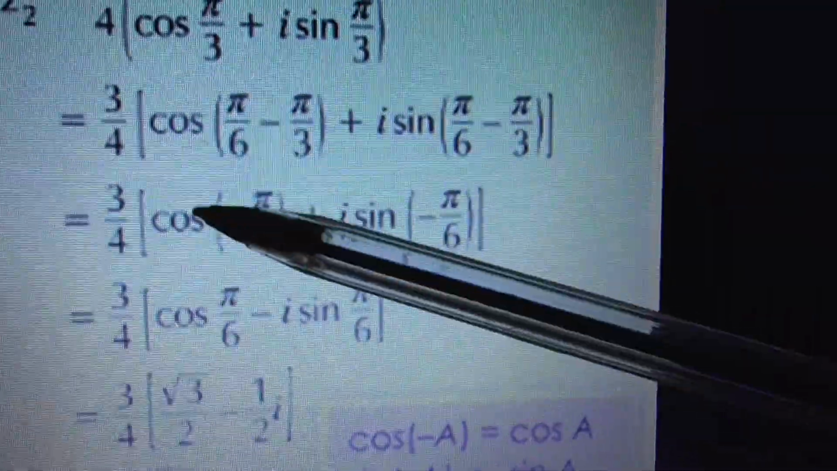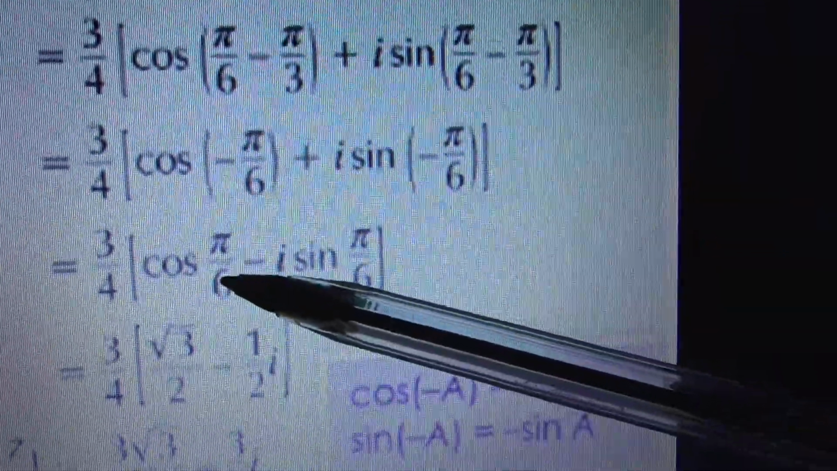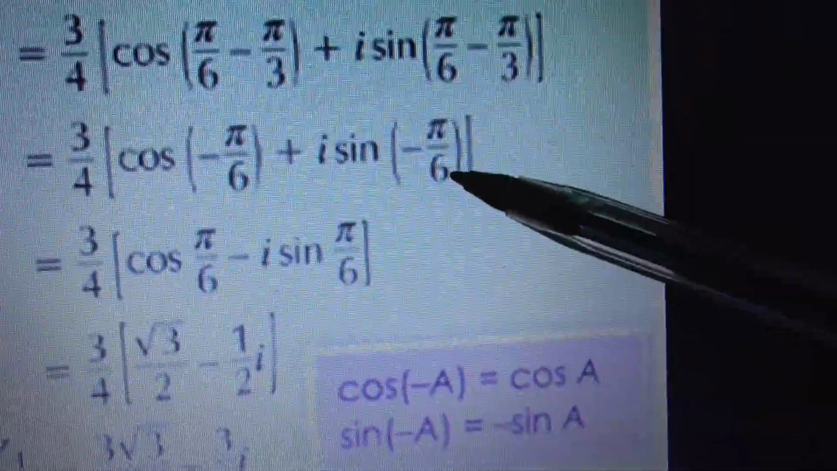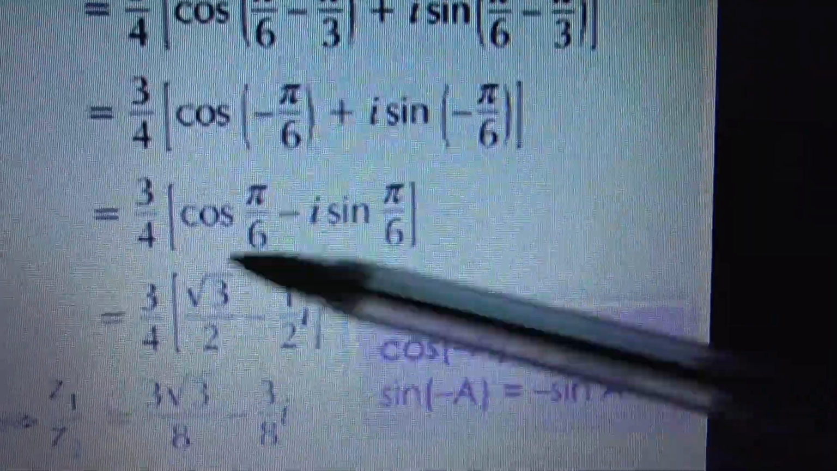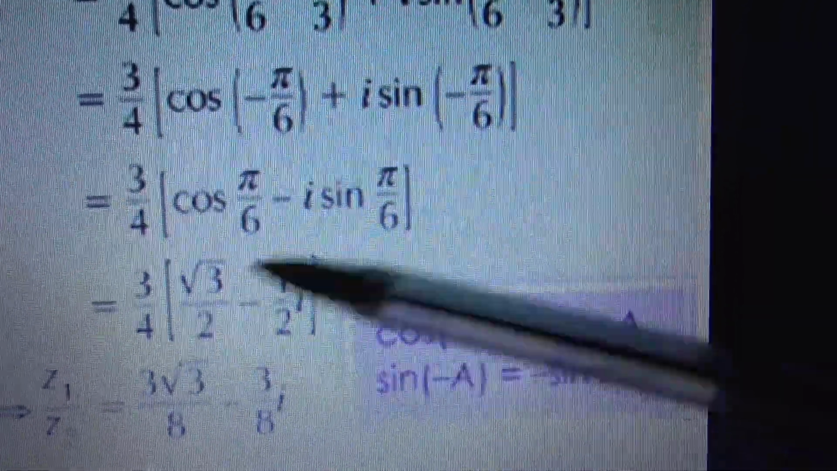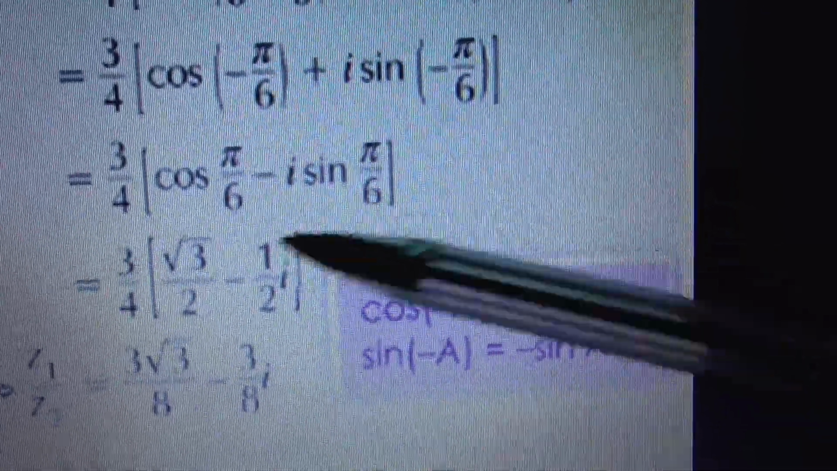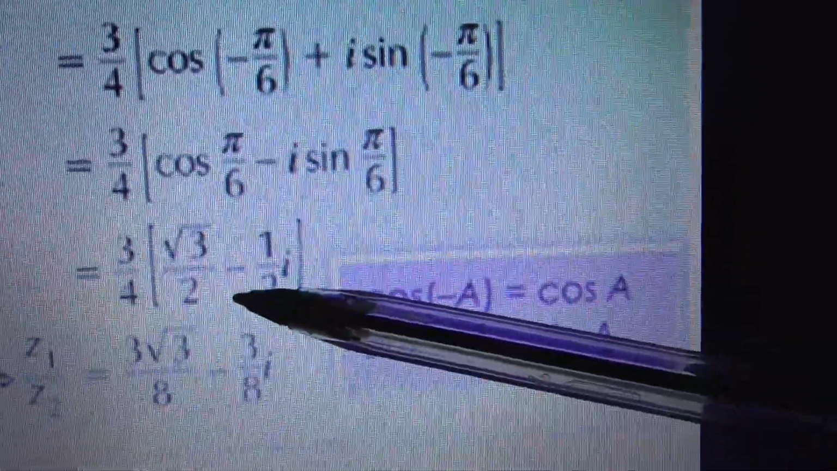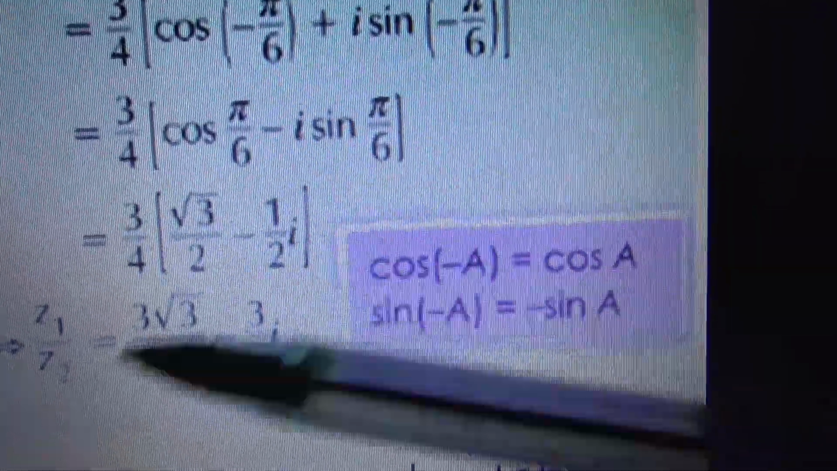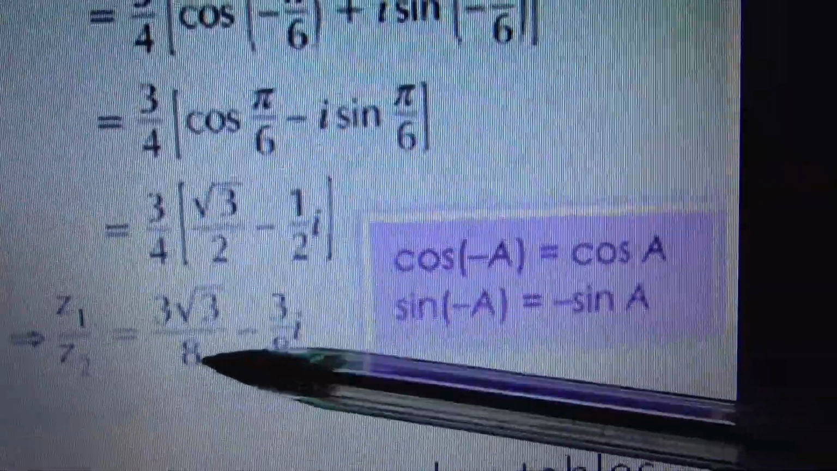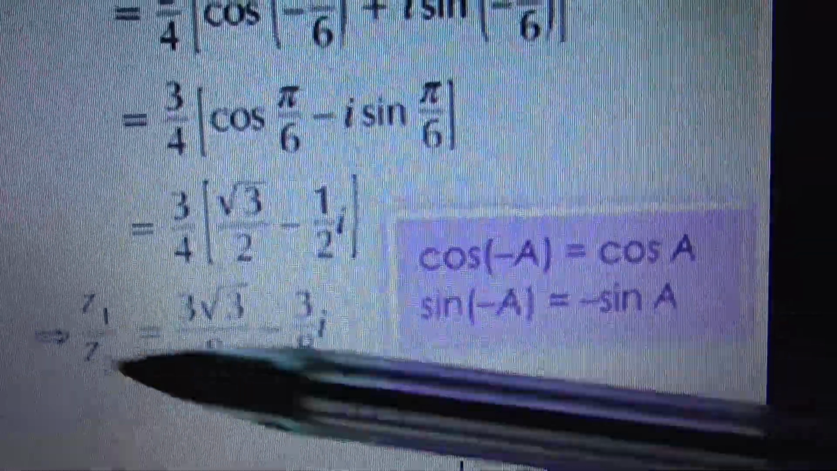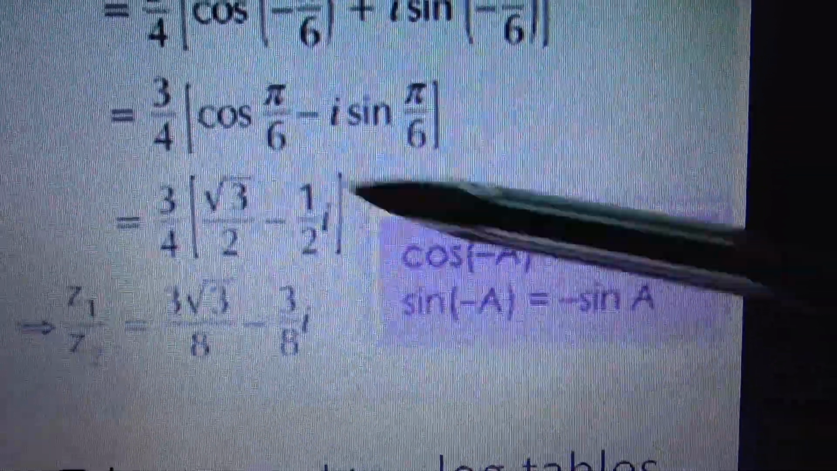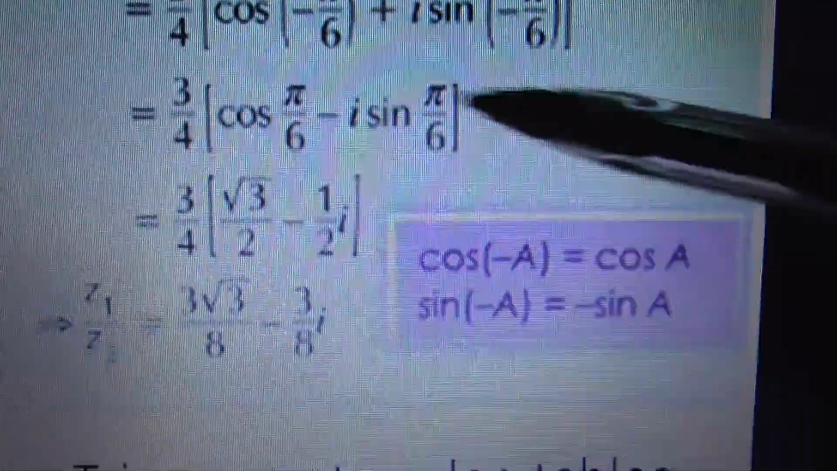Now remember, the cos of a negative angle is the same as the cos of the positive angle, and the sin of the negative angle is the same as minus the sin of the positive angle. Go to your calculator. The cos of pi over 6 is root 3 over 2, and the sine of pi over 6 is a half, and remember there was a minus there as well. Multiply in then by 3/4. So you're going to get 3 root 3 over 8 minus 3/8 i. So that is Z1 divided by Z2, written in rectangular format.